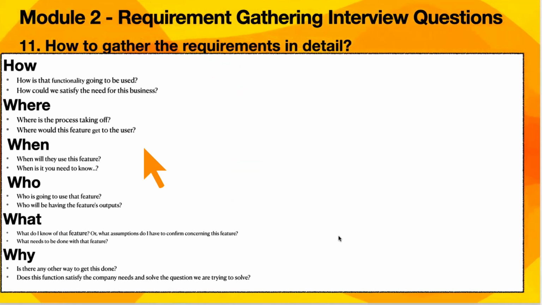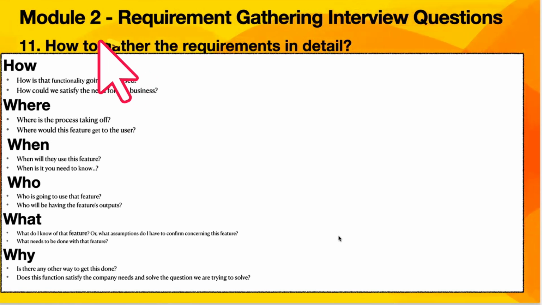So how is, in the sense, like what is the functionality that they want? How are they going to use this application? And how could this particular application satisfy the need of this business? Let's take an example. If you have a client coming to you and asking for a mobile application, as a business analyst, you want to know how the end user wants to use this particular functionality and how we can satisfy the need for this particular business users. So always keep in mind all these how questions.